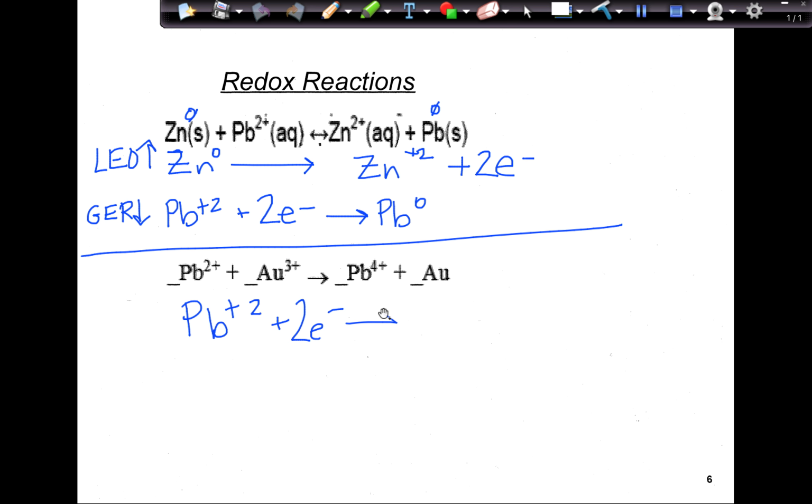I need to have the same number of electrons in each half reaction. So I'm going to multiply this entire half reaction by a 3, this entire half reaction by a 2, and what that does is it makes the number of moles of lead and lead ion change and the number of moles of gold and gold ion change so that we have the same number of electrons on each side, which means that in the balanced net ionic equation, we have coefficients of 3s for both of the lead ions and a 2 for each of the gold species.